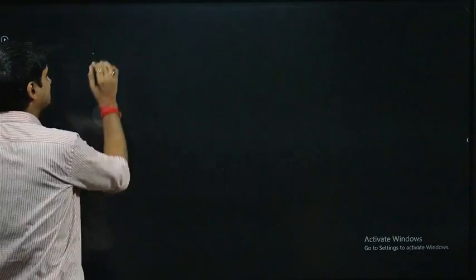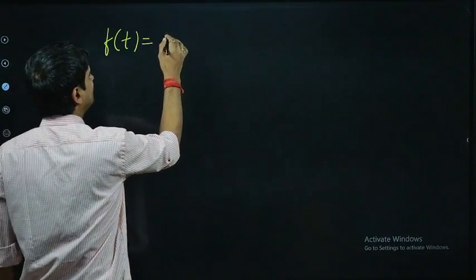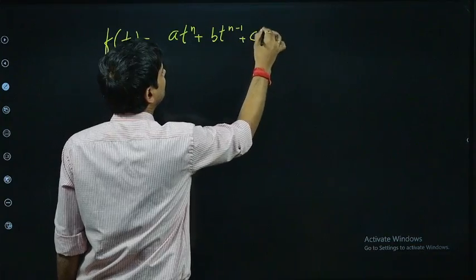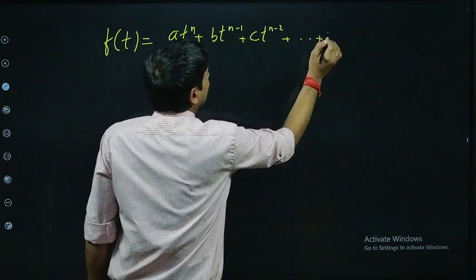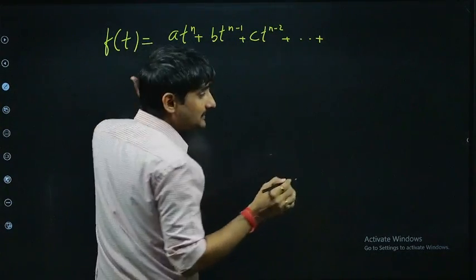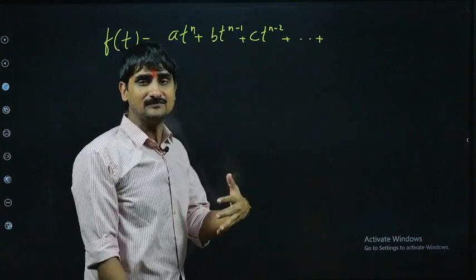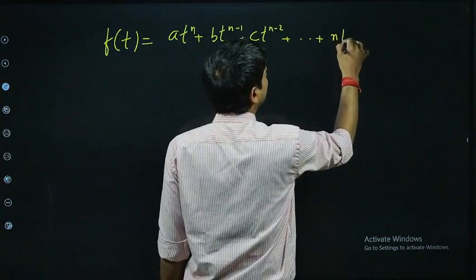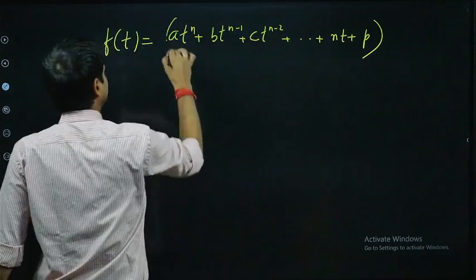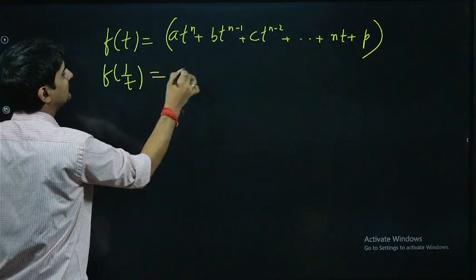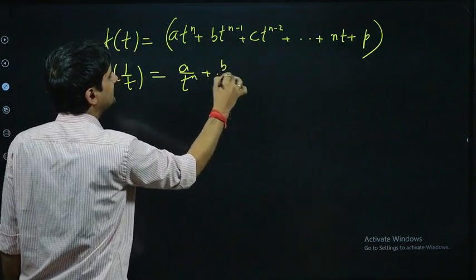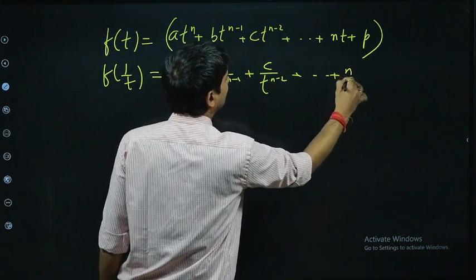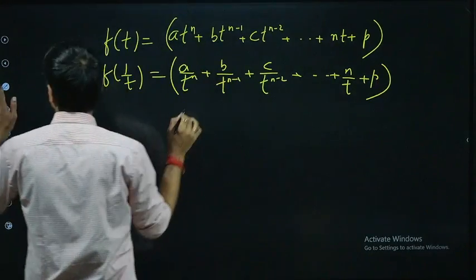So how did I solve it? When I tried to solve this question, I started with a times t raised to power n, b times t raised to power n minus 1, c times t raised to power n minus 2, till... how many terms will be there? There will be n plus 1 terms if I start with my general polynomial of degree n, ending with m times t plus p, let's say. Therefore f of 1 by t will be a by t raised to power n plus b by t raised to power n minus 1 plus c by t raised to power n minus 2 and so on, m by t plus p. Now just multiply and add them.